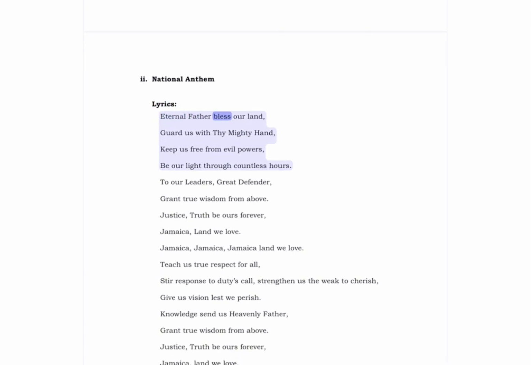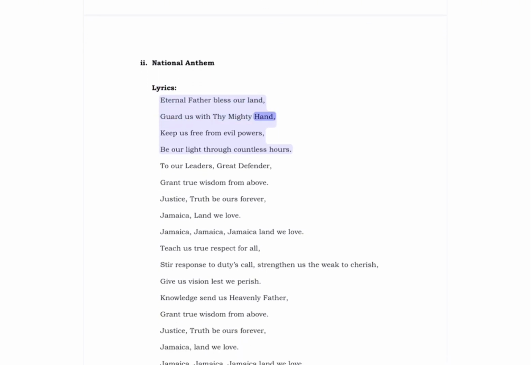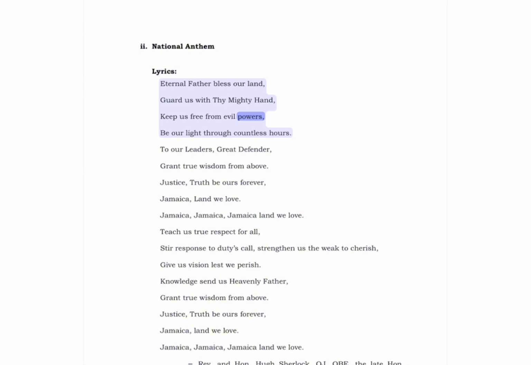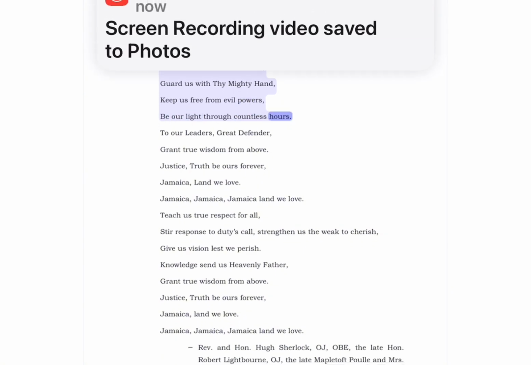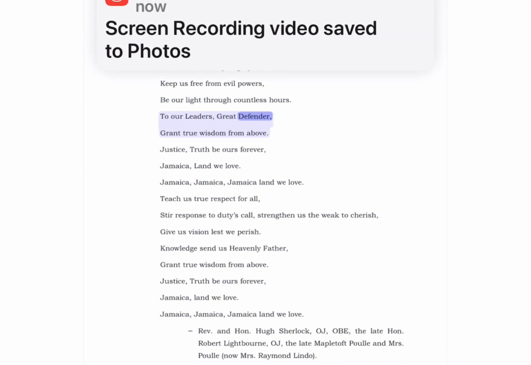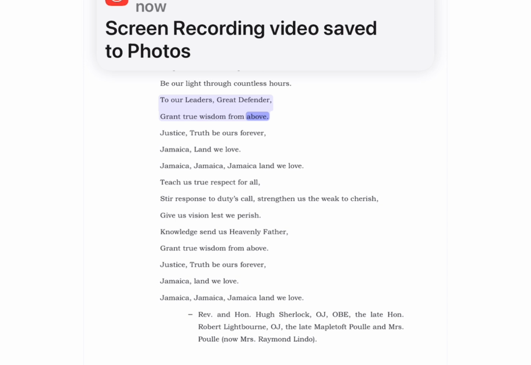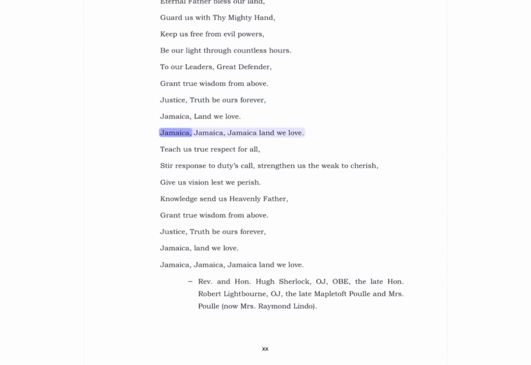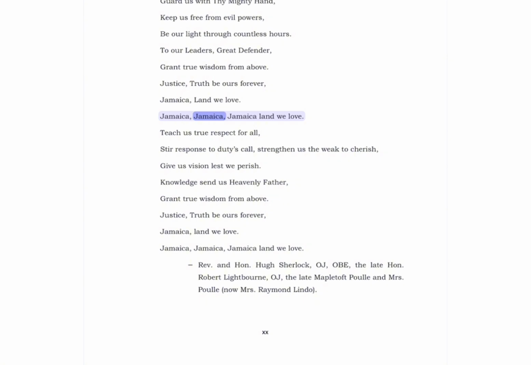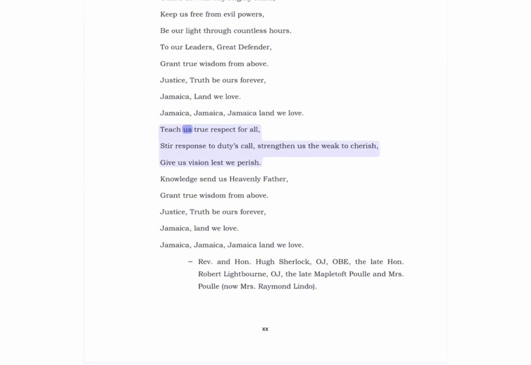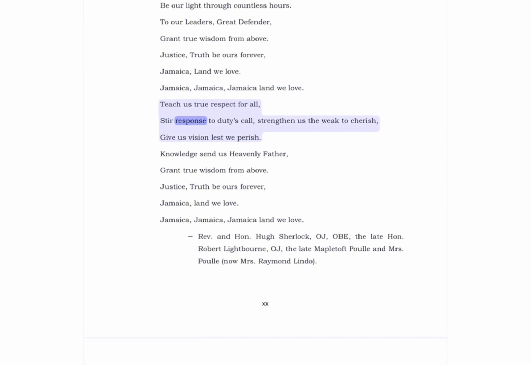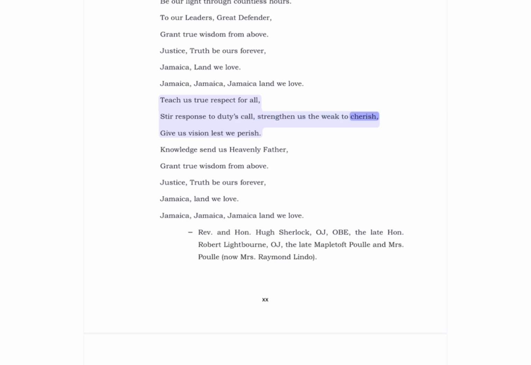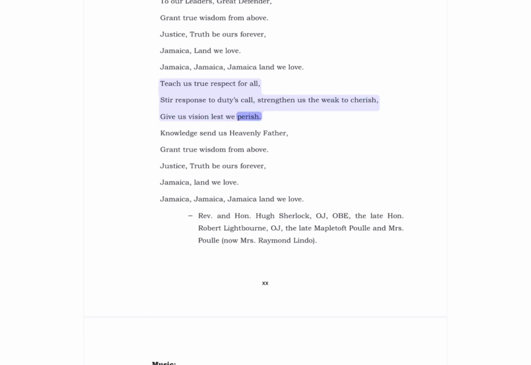Eternal Father, bless our land. Guard us with thy mighty hand, keep us free from evil powers, be our light through countless hours. To our leaders, great defender, grant true wisdom from above. Justice, truth be ours forever, Jamaica, land we love. Jamaica, Jamaica, Jamaica, land we love. Teach us true respect for all, stir response to duty's call, strengthen us the weak to cherish, give us vision lest we perish.